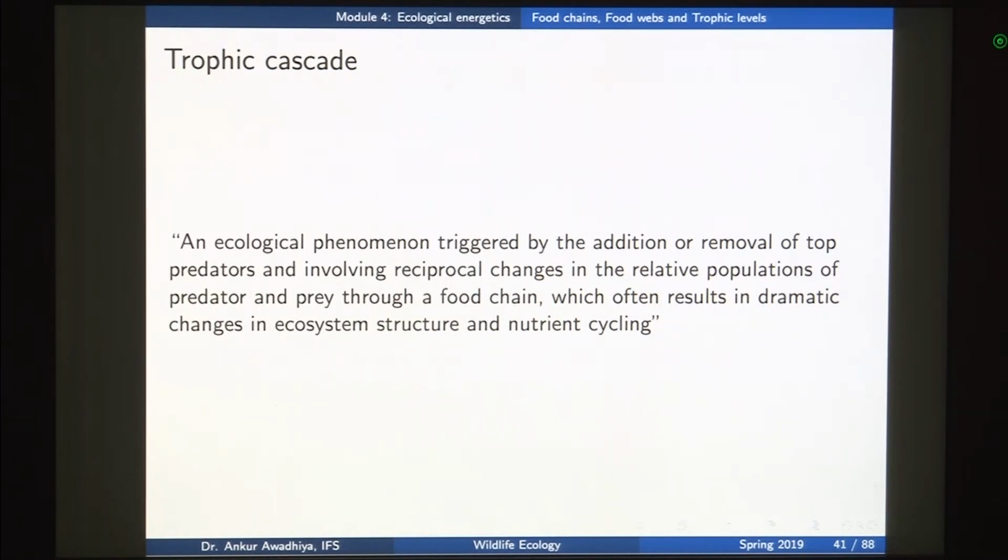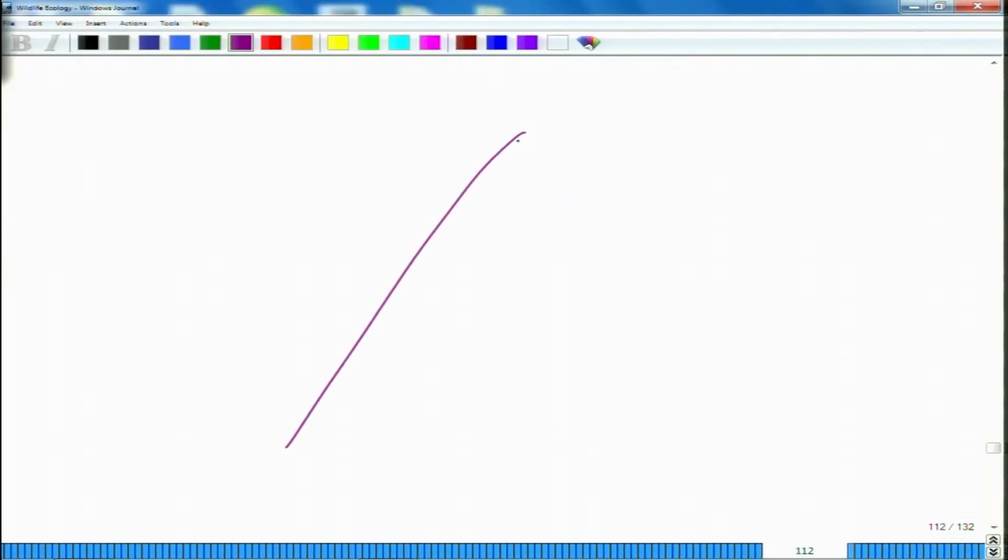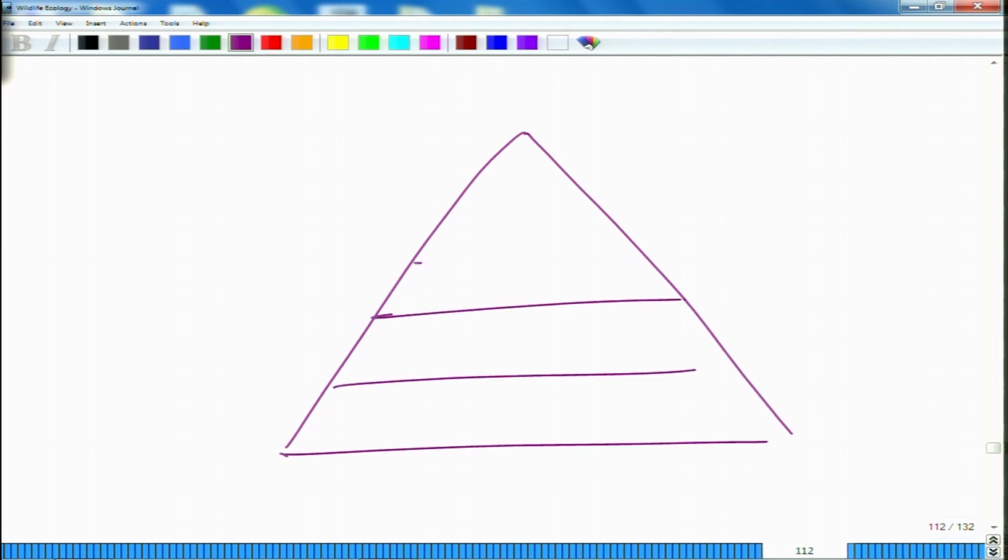So, you have this ecological phenomenon that is occurring because of the addition or removal of the top predators. If we have this ecological pyramid with different trophic levels, you have producers, primary consumers, secondary consumers and so on, and here you have the apex predators.